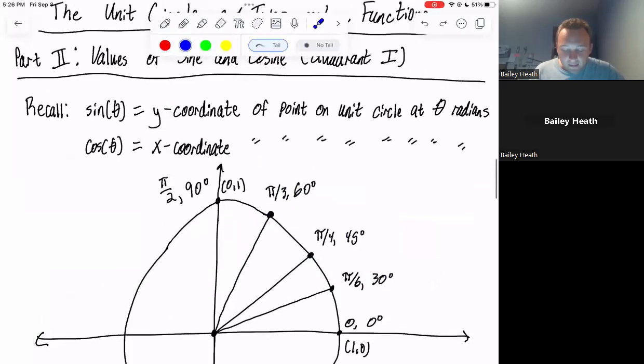Just as a quick recap from last time, recall that if we're given an angle theta, sine of theta is defined to be the y-coordinate of the point on the unit circle at theta radians. So for example, sine of pi over 3, we would look at this point here on the unit circle, and we would look at the y-coordinate. And that y-coordinate would, by definition, be sine of pi over 3. Similarly, cosine of pi over 3 is just the x-coordinate of this point.